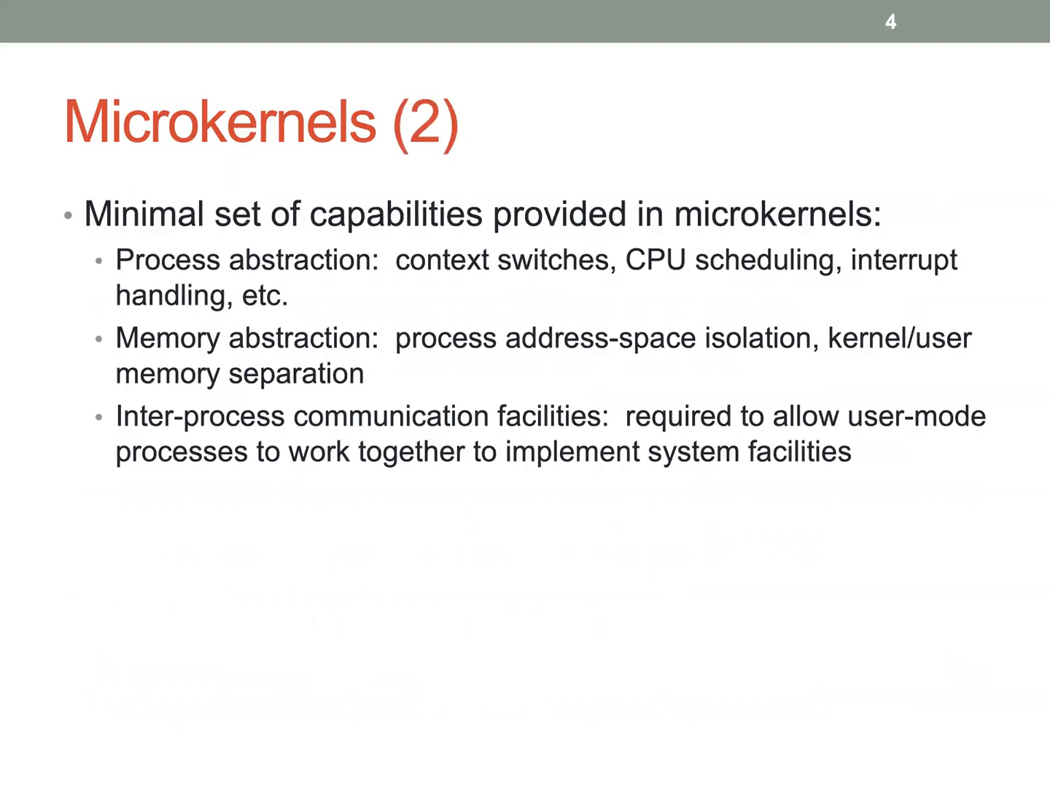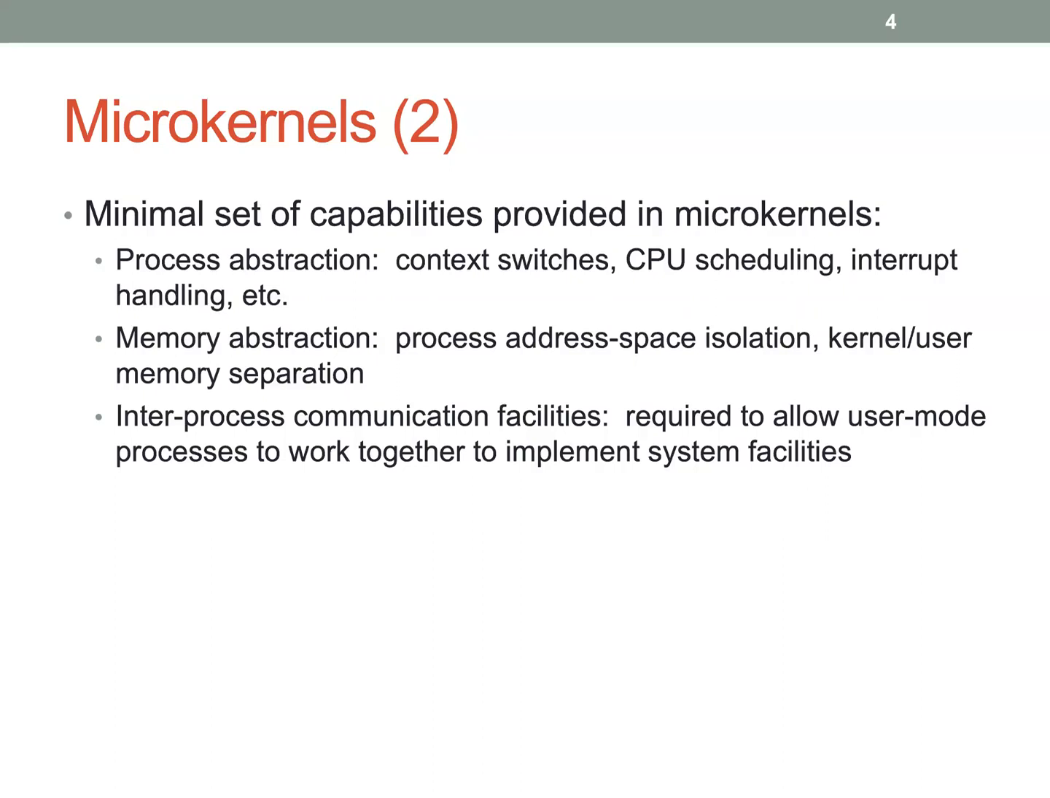These are the things that are normally in the kernel in a microkernel. The process abstraction, that is the ability to save the current machine context somewhere and restore another machine context onto the processor. So that's a context switch. Processor scheduling, interrupt handling, memory abstraction, so the address space isolation, management of the virtual memory mapping, the separation between kernel space and user space, and some primitive amount of inter-process communication.